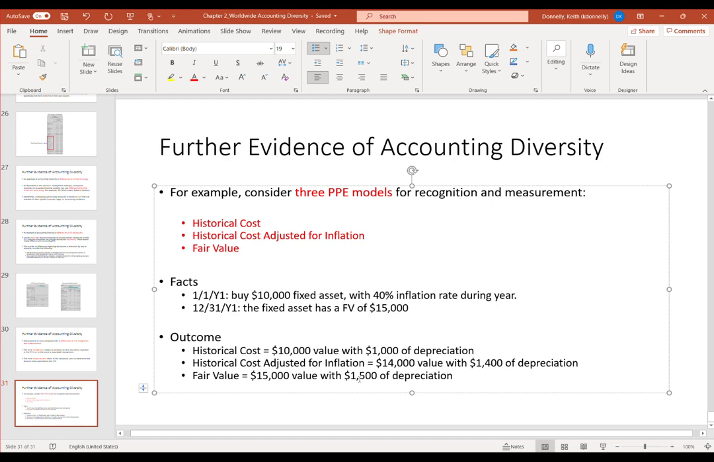However, if you used historical cost adjusted for inflation, we'd have it there for 14,000, so the 10,000 with the 40% on top of it, and then we would take 1/10 of that for depreciation, so $1,400. Whereas finally, with fair value, at the end of the year, we'd have it on there for 15,000. It's fair value, and we take 1/10 of that for the depreciation expense.